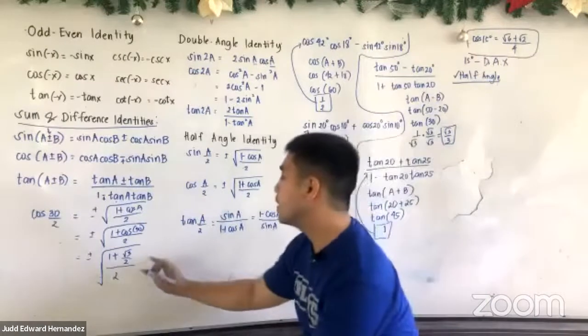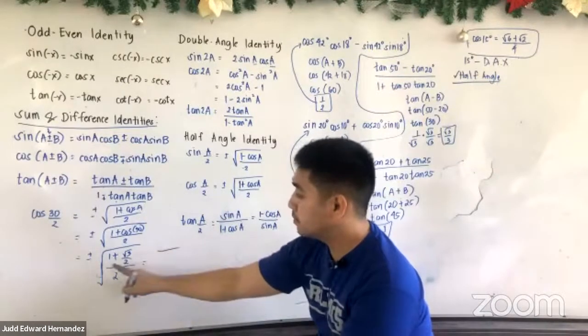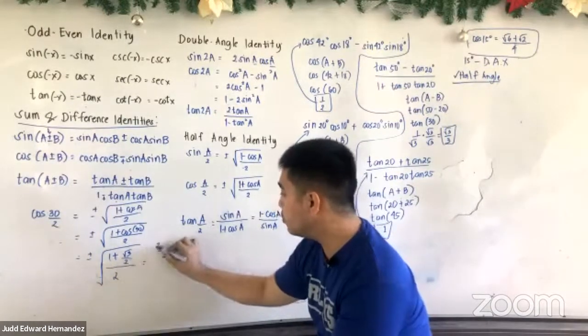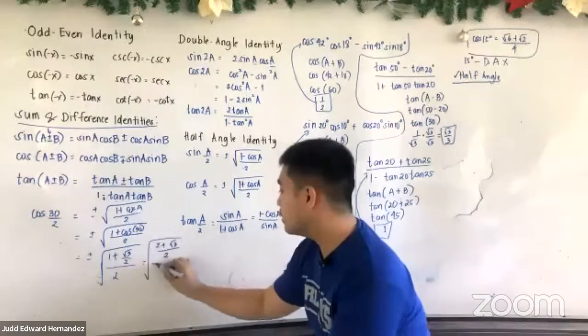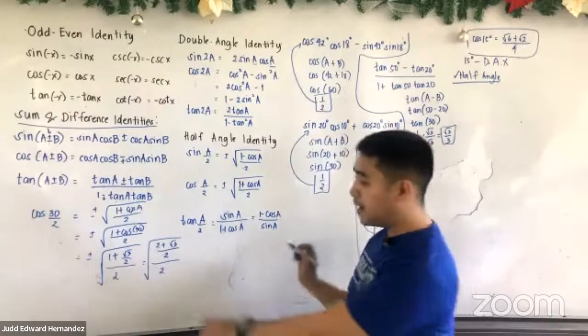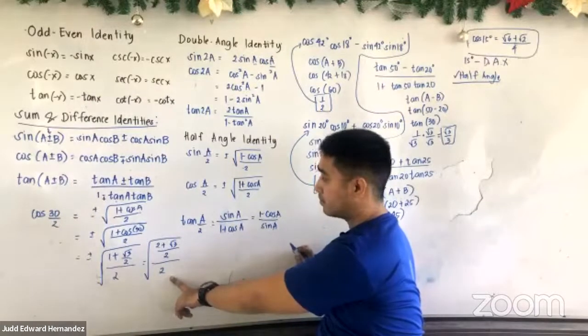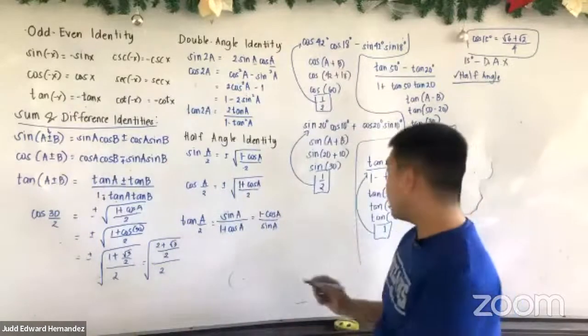Look at this. Let's simplify. If we simplify this one, this is 2. Therefore, 2 times 1 is 2 plus square root of 3. This is all over 2. Is that correct? Yes po. Okay.